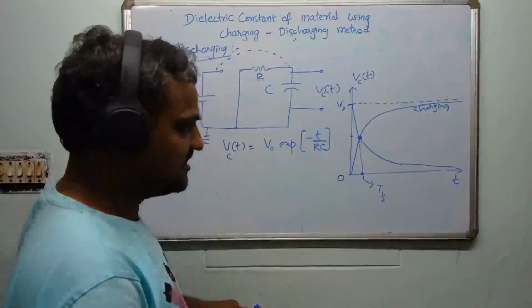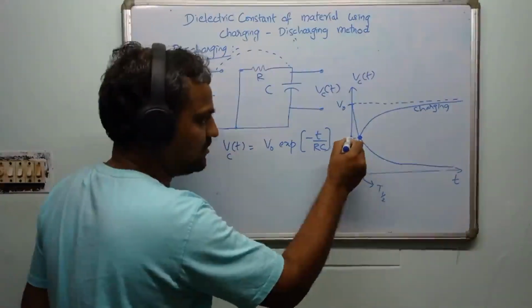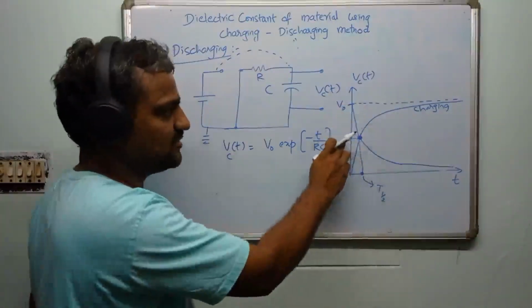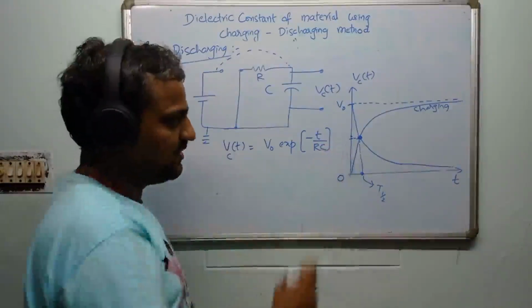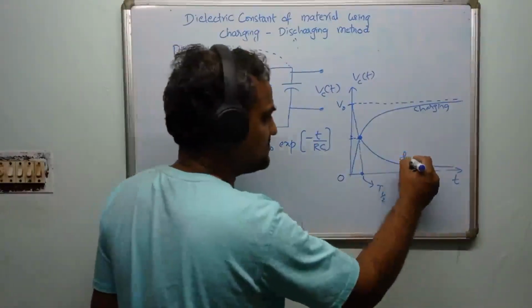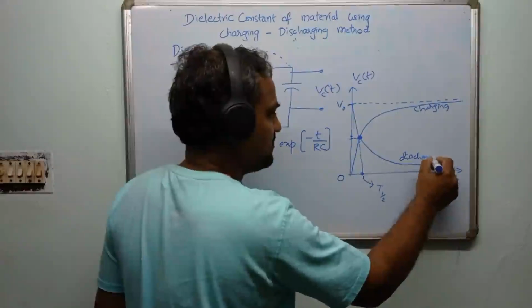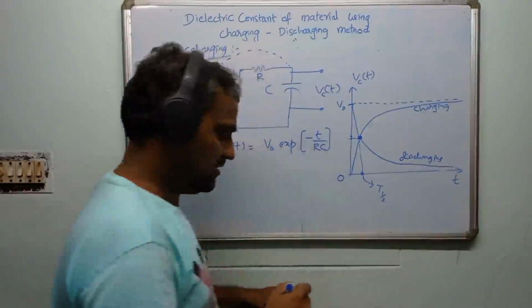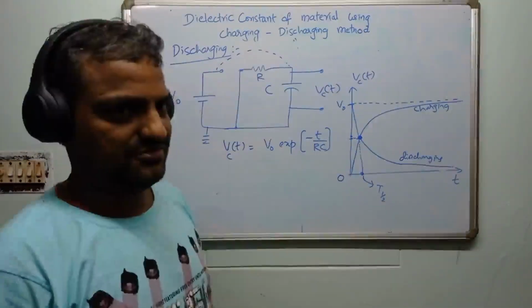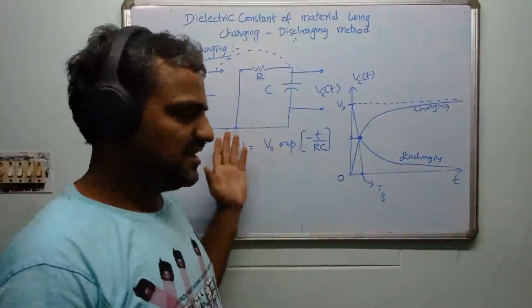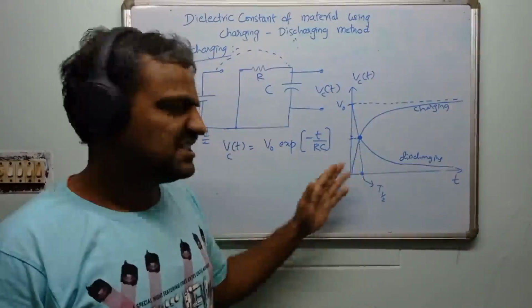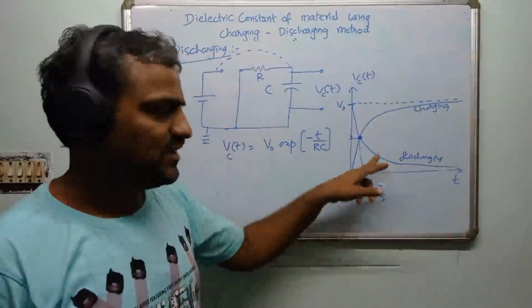So if you can measure the t half, same thing here, if you look at the voltage axis, it is going to be the half voltage, V0 by 2, right? So this is the charging curve and this is the discharging curve. The purpose of doing this experiment is only to get this t half, because in the previous formula which we have derived, t half is required.